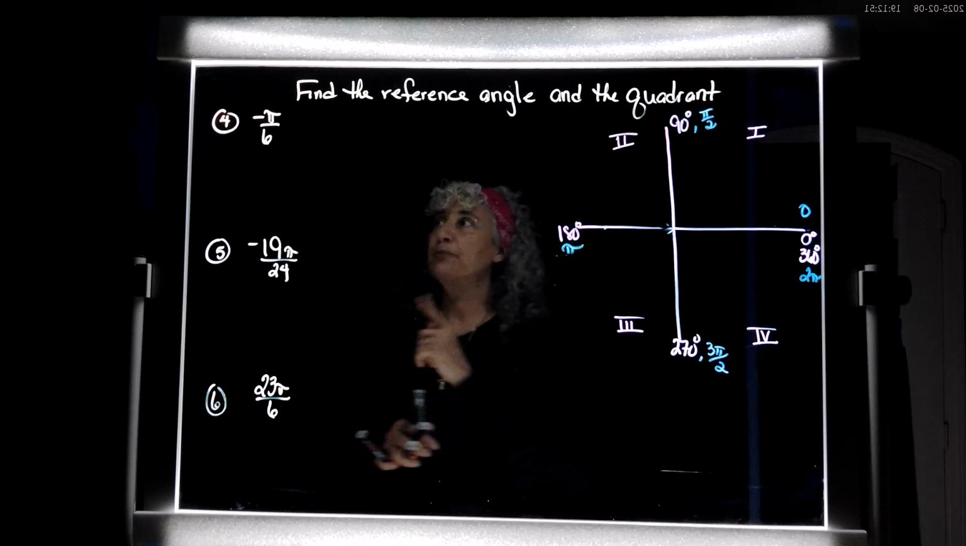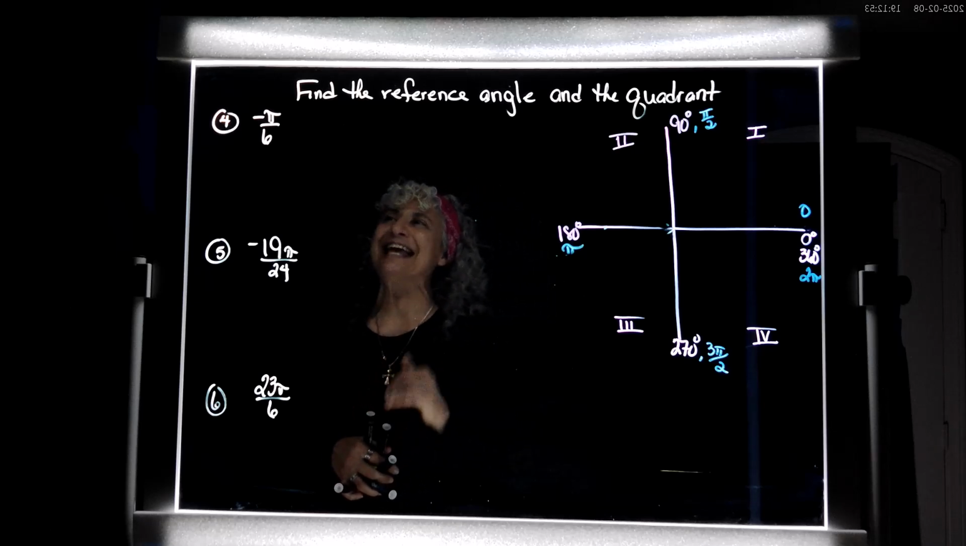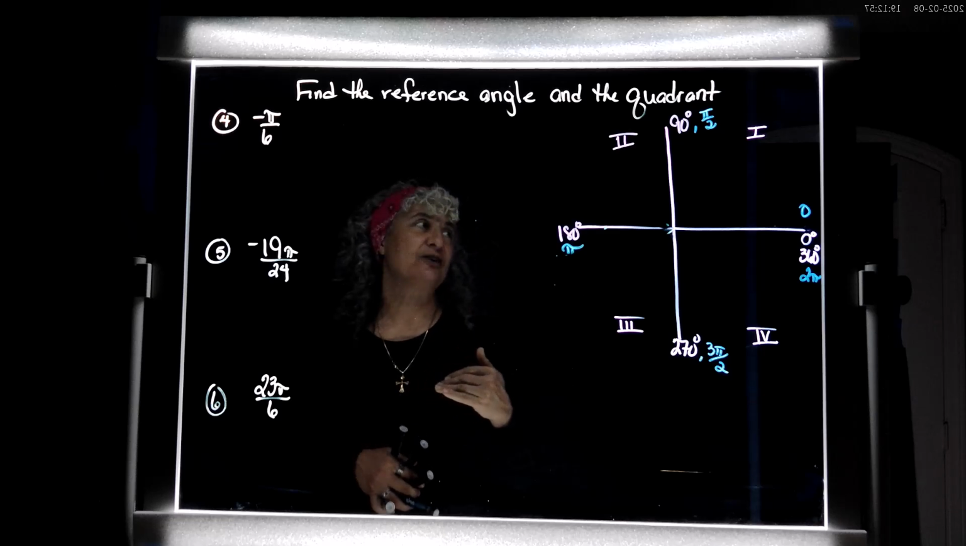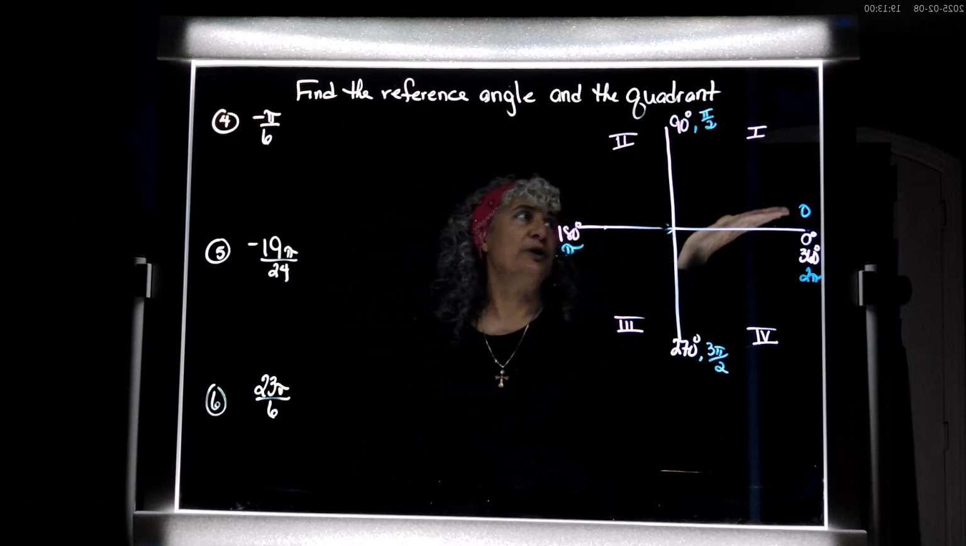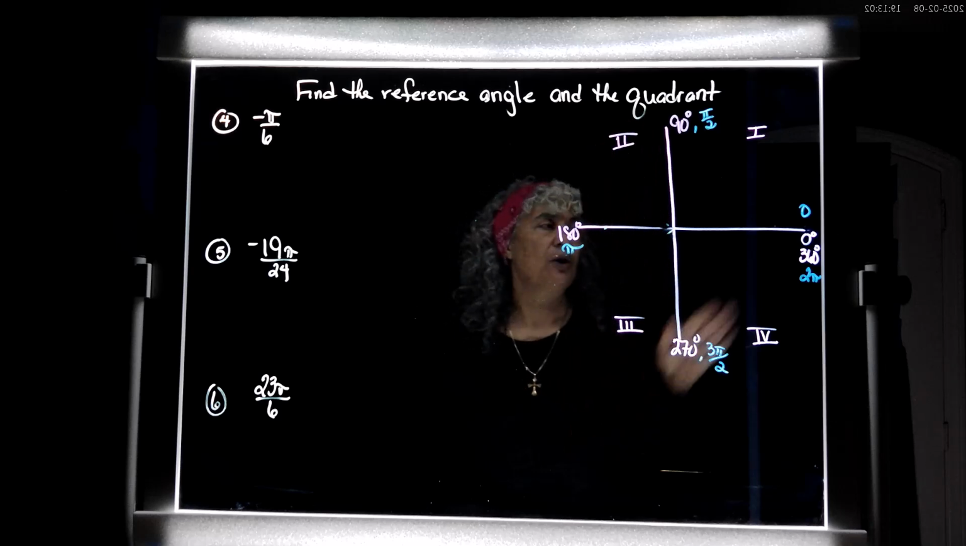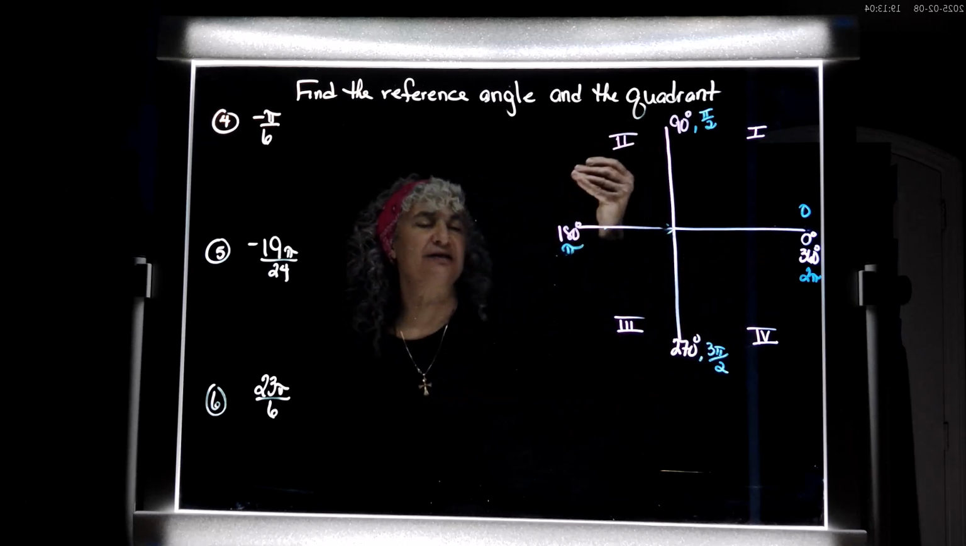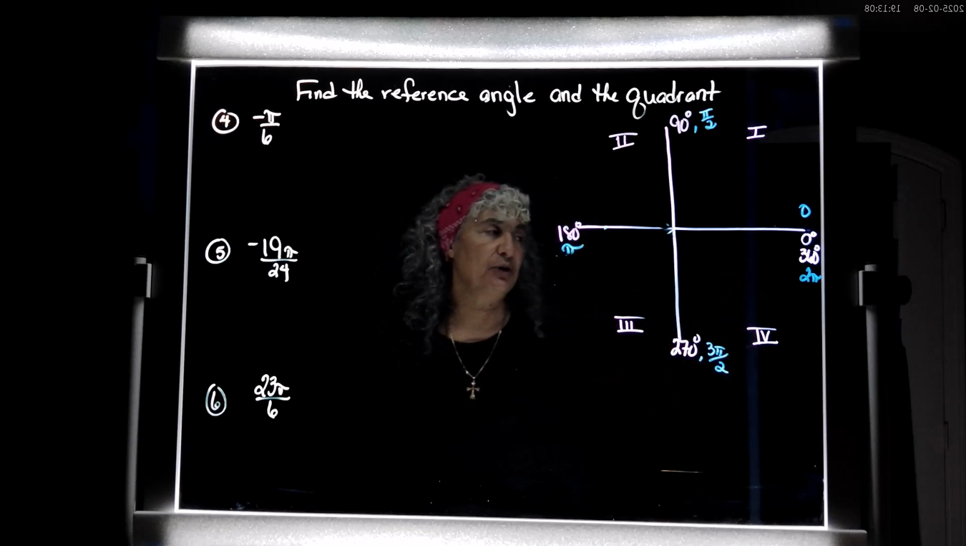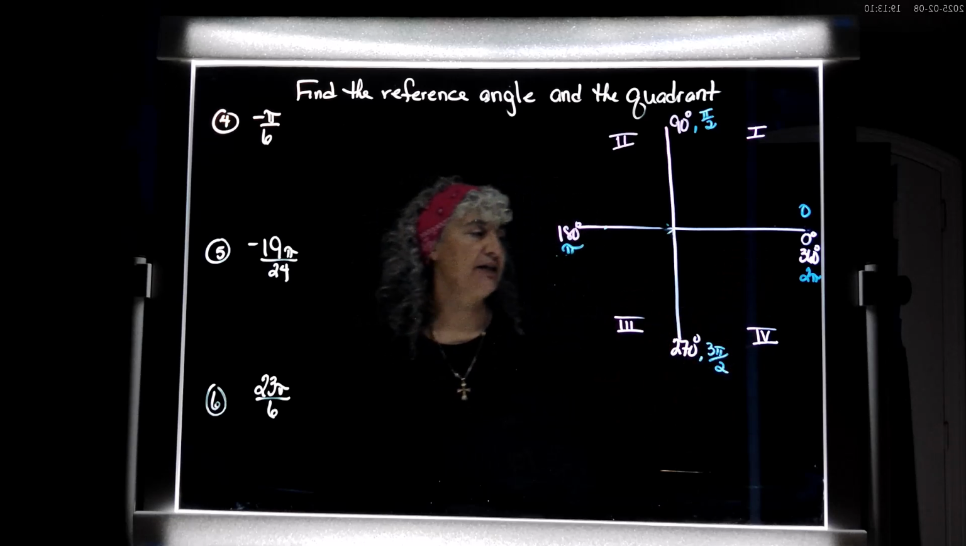Here we go. Number 4. Ooh, that's negative pi over 6, isn't it? So if it's a negative angle, is it going in the direction of the labeling or against the labeling? Yeah, it's going against it, or clockwise, depending upon which way you'd like to look at it.